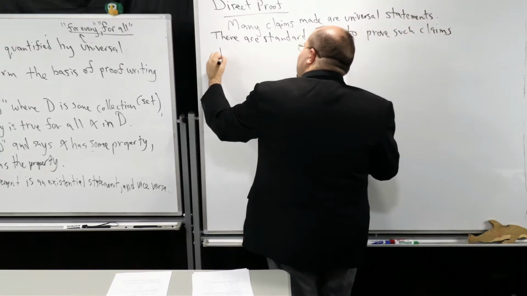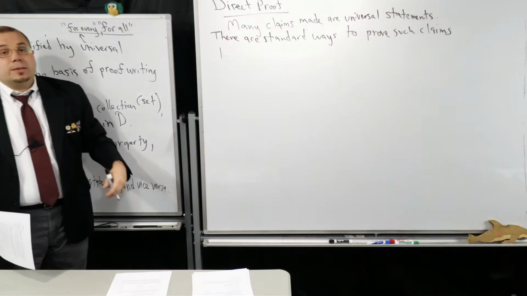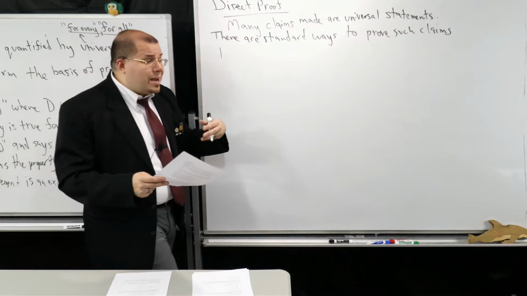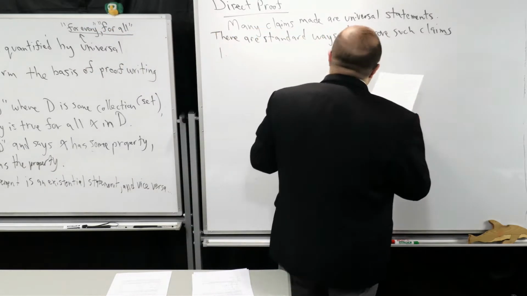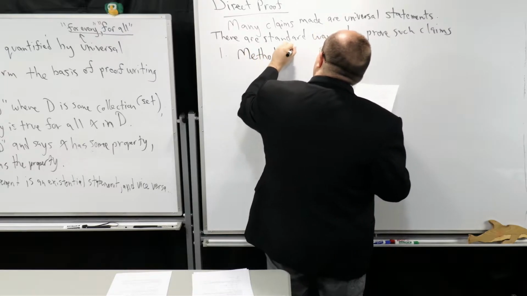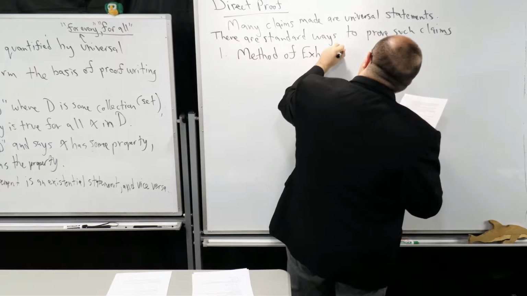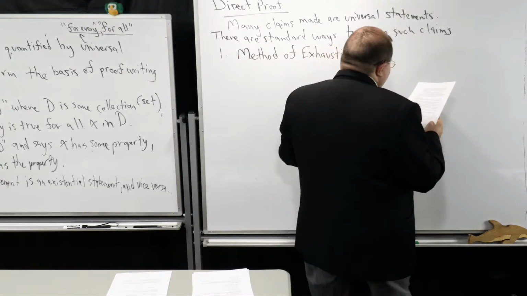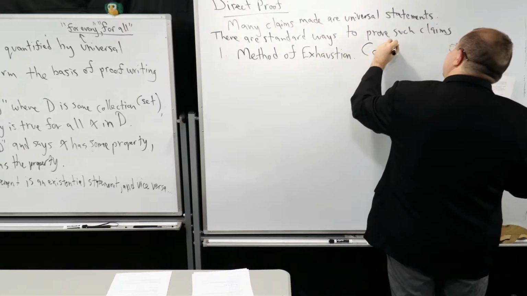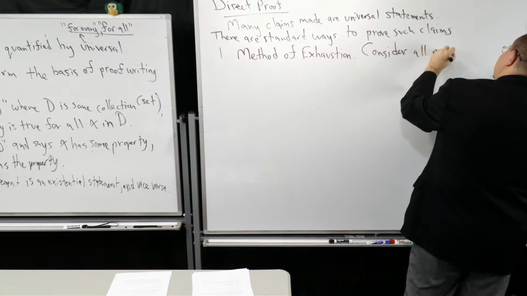The first one, and this is one that you first encounter if you're studying logic, you'll encounter in the form of truth tables and checking if forms are valid or invalid. You may have encountered this before, you may not have, that's okay. It's called the method of exhaustion, or at least I'll call it that, because it's very intuitive. What you do is you consider all possible cases.